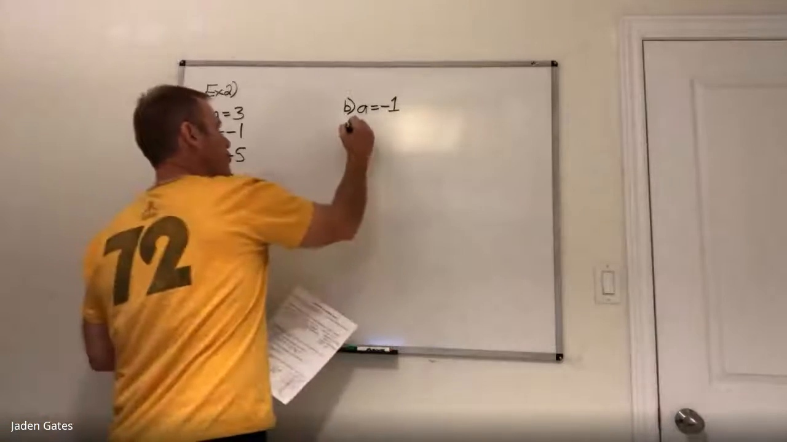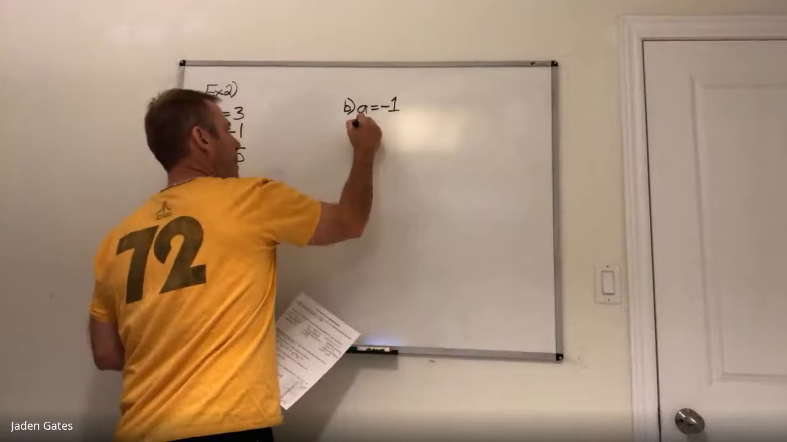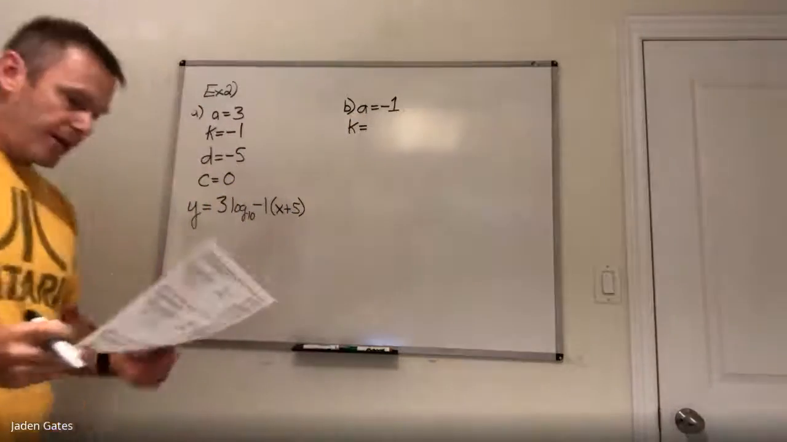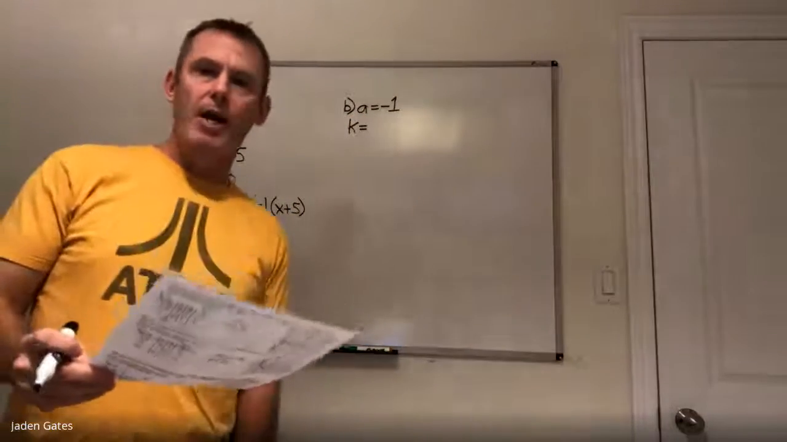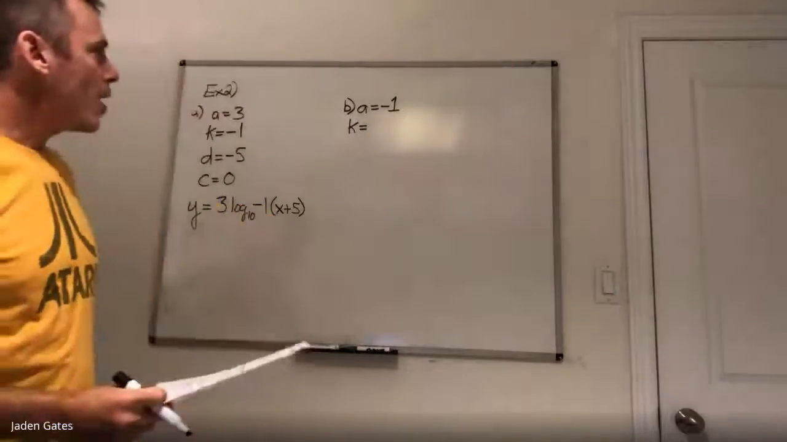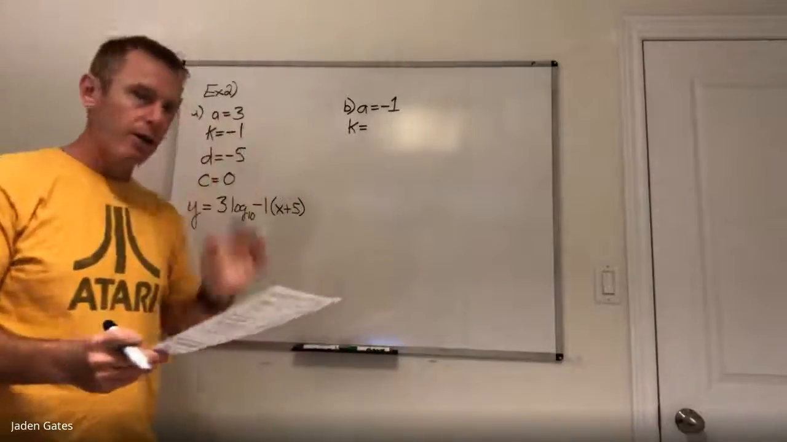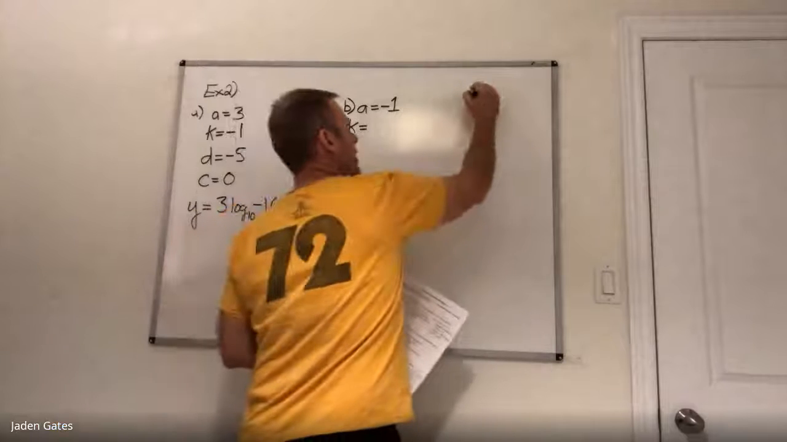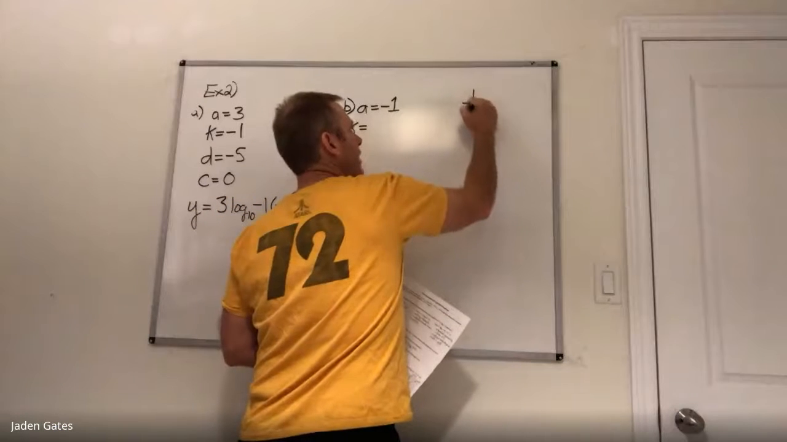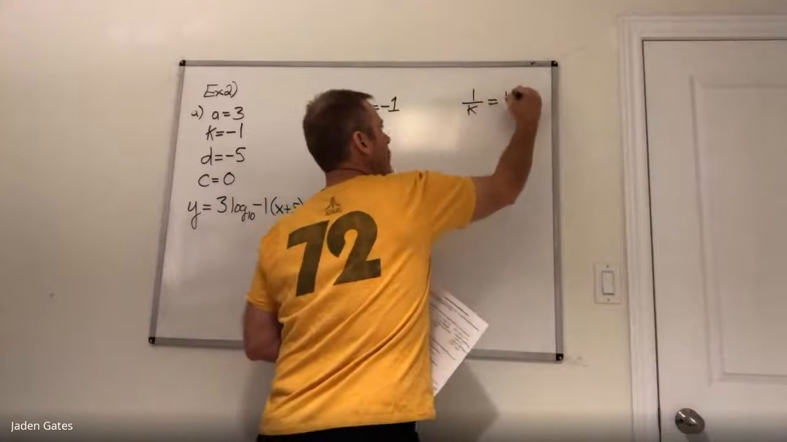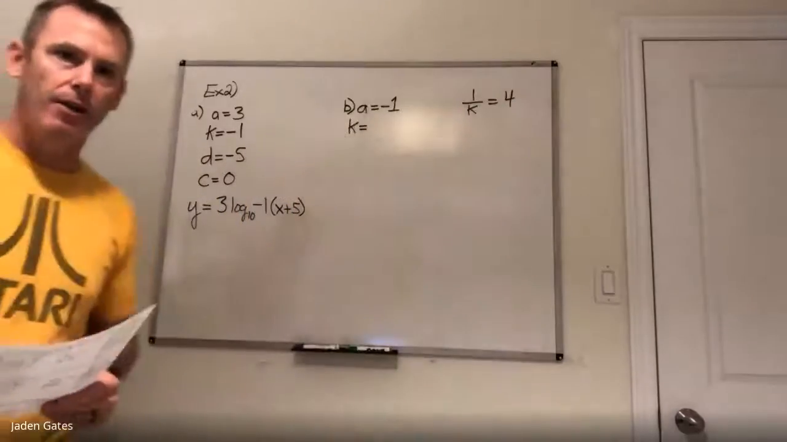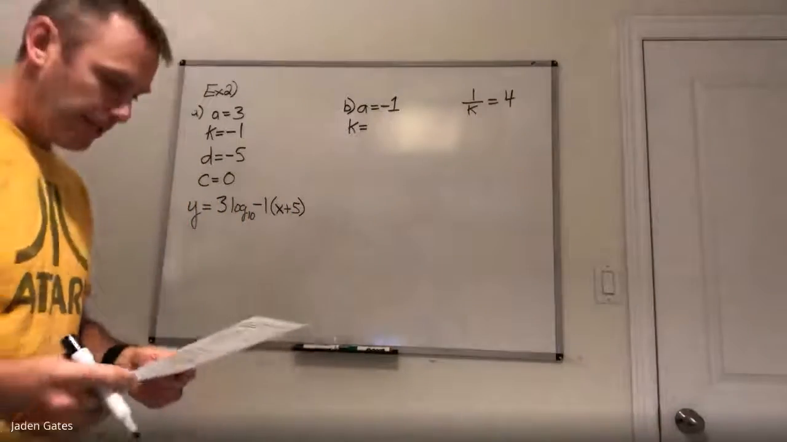Okay, now here's the tricky spot. It says it's horizontally stretched by a factor of 4. Now, when the words, this is the trick here. What is that? That's telling me that 1/K is equal to 4. That's what that's saying there. So that really messes people up there.